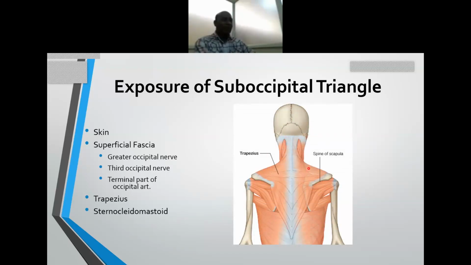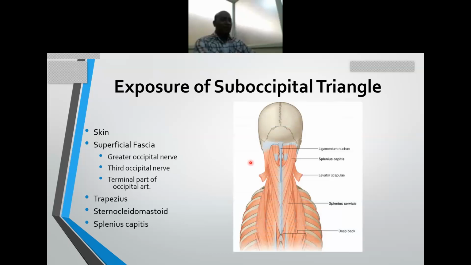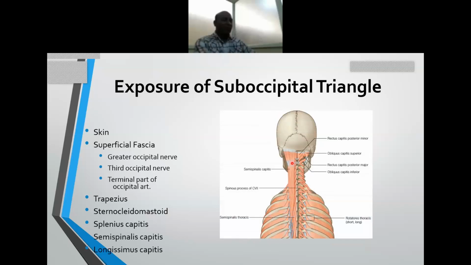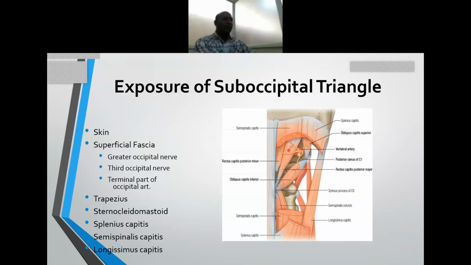Then you have superficially the muscles which are the sternocleidomastoid and the trapezius. If you remove them, then you will come to the splenius capitis. If you cut and elevate that, then you will see the semispinalis capitis. If you cut this and reflect, then you will see the muscles of the suboccipital triangle like this: the rectus capitis posterior minor, rectus capitis posterior major, then the obliquus capitis inferior and obliquus capitis superior.